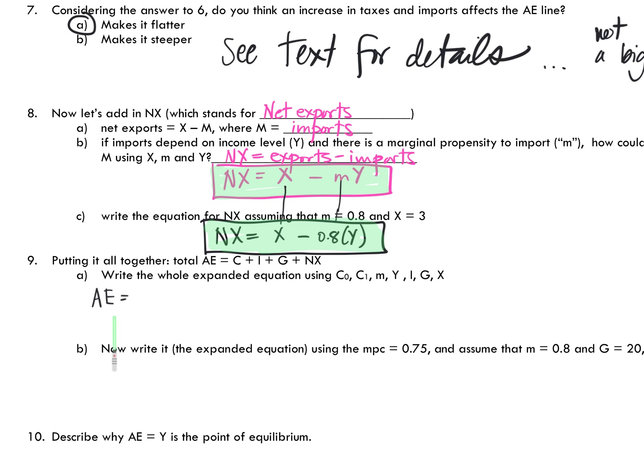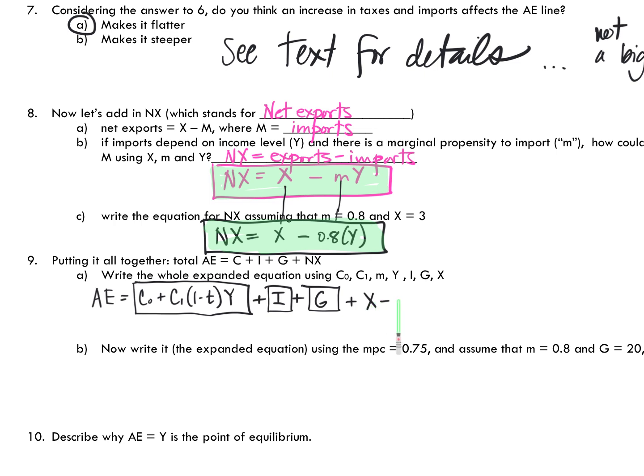Putting it all together, you've got your aggregate expenditures now without using specific numbers. The general form would be your consumption function plus investment plus government spending plus your net export function, which now we have specified to be exports minus M times Y.